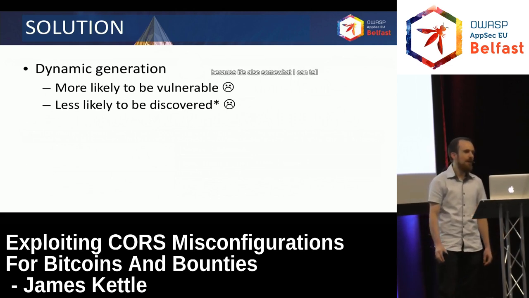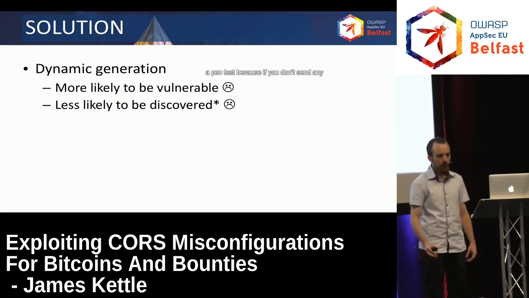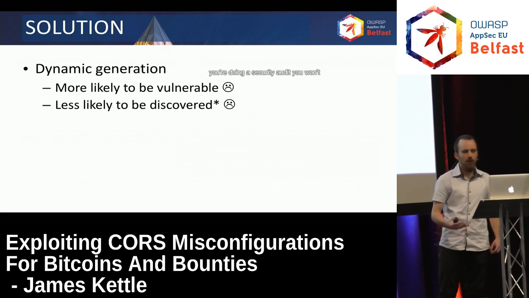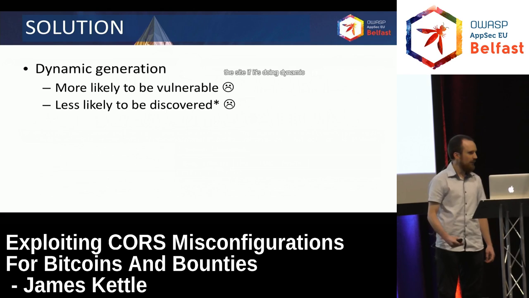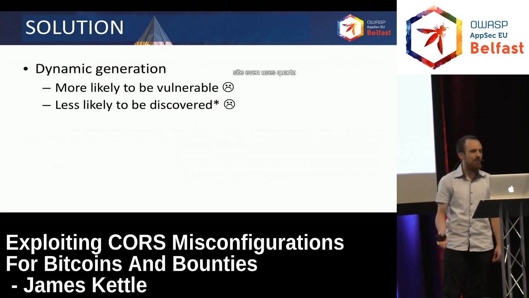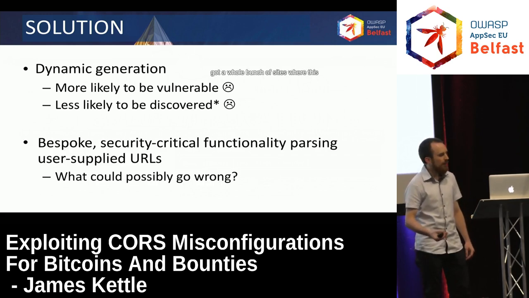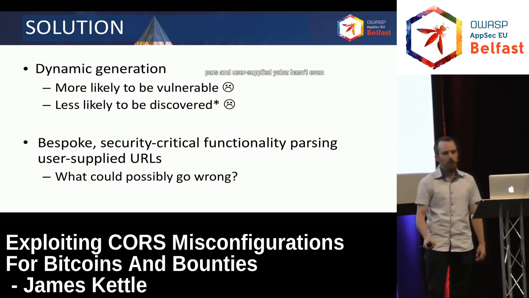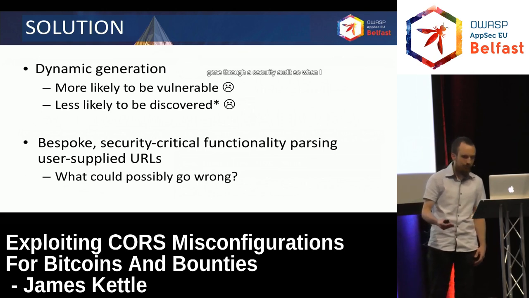But it's even worse than that because it's also, from what I can tell, much less likely to be discovered during a pen test. Because if you don't send any CORS headers when you're browsing, when you're doing a security audit, you won't see any CORS headers coming back from the site if it's doing dynamic generation. So you'll never realize the site even uses CORS. And I think as a result of that, you've got a whole bunch of sites where this security critical functionality based on parsing user-supplied URLs hasn't even gone through a security audit.